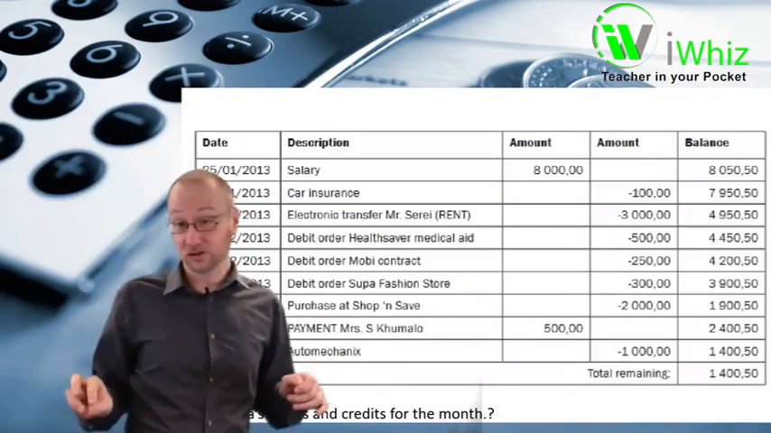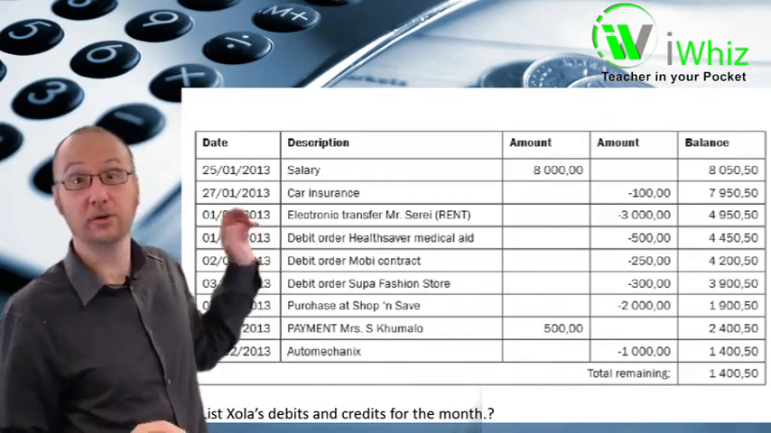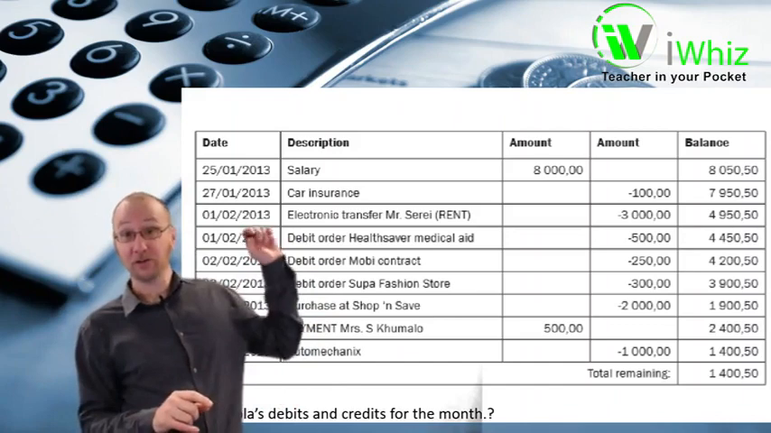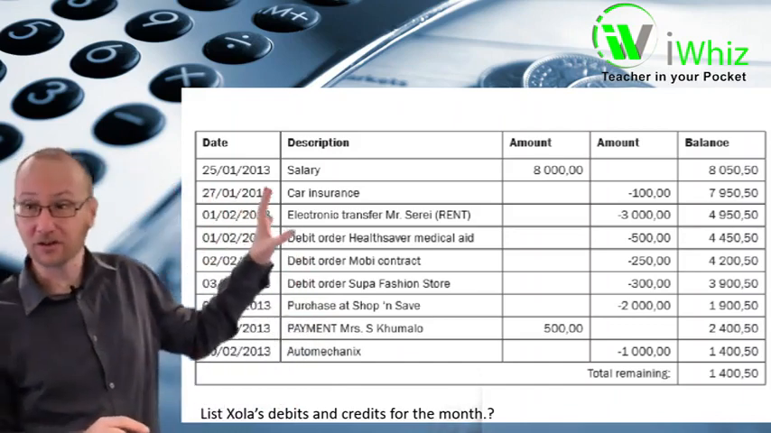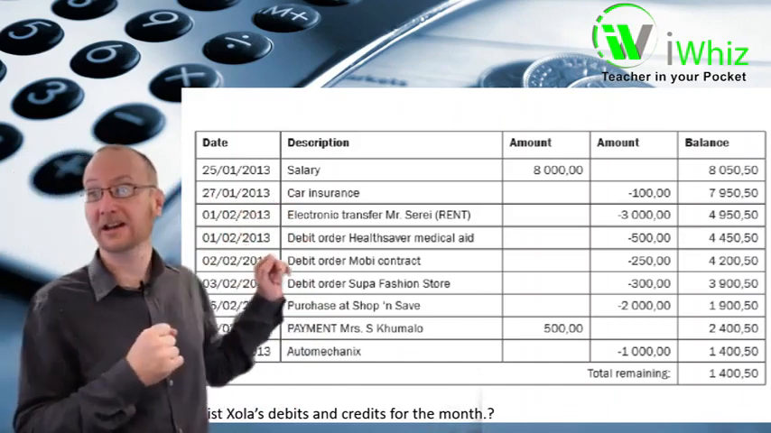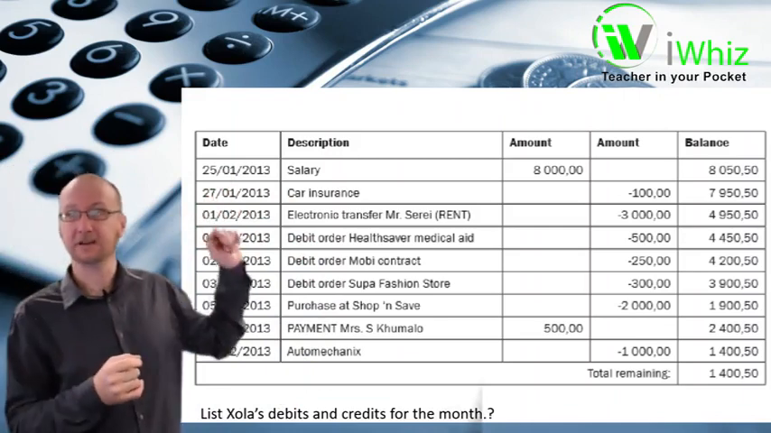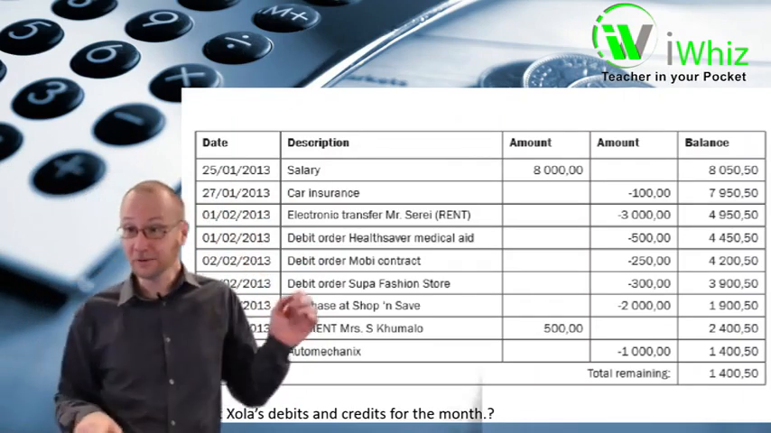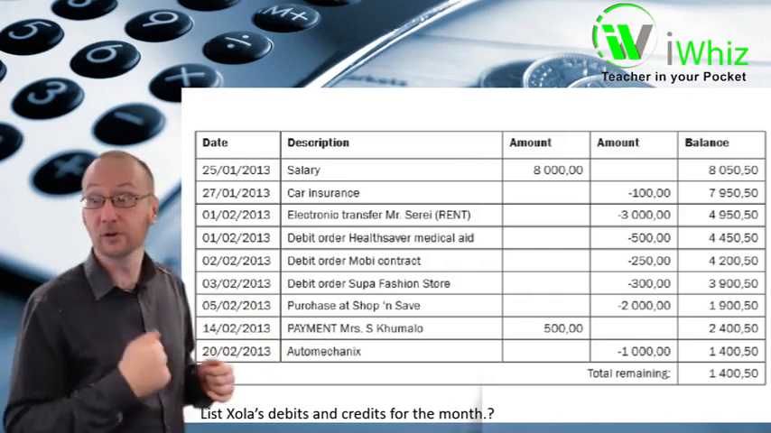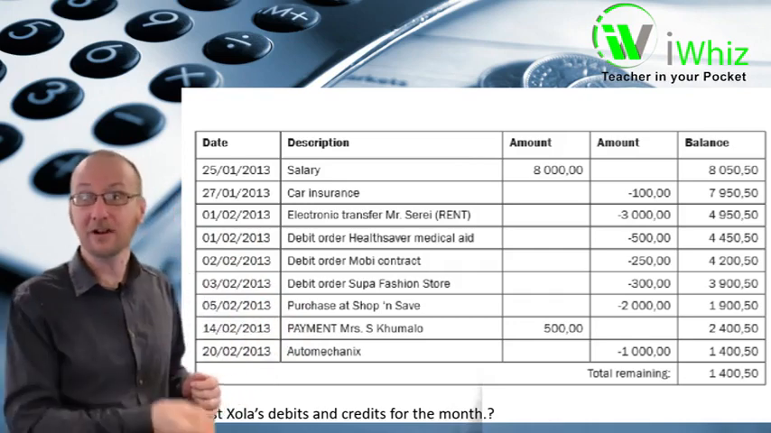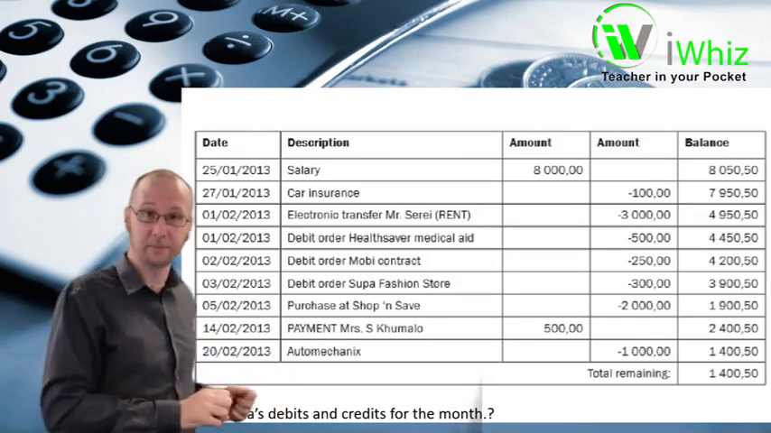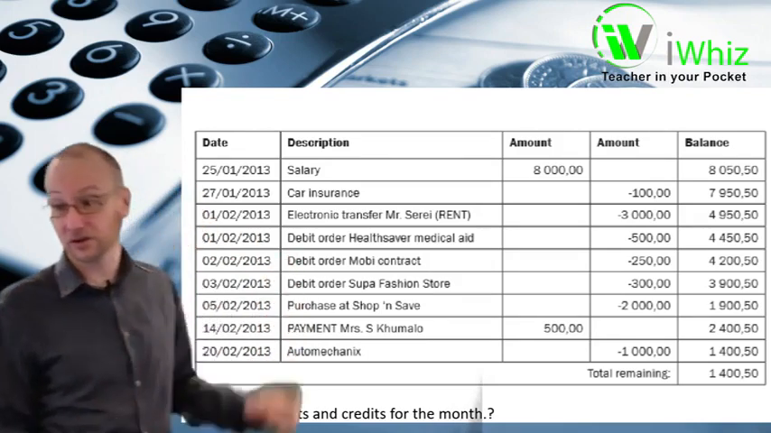Okay, the next question says, list her credits and debits for the month. Okay, so if we go on to the next slide, we can see her credits. The money that she got into her account is the salary and the deposit from Mrs. S. Khumalo. Her debits then are the car insurance, rent, medical aid, cell phone contract, clothing store account, groceries, and car repairs. Okay, next question.